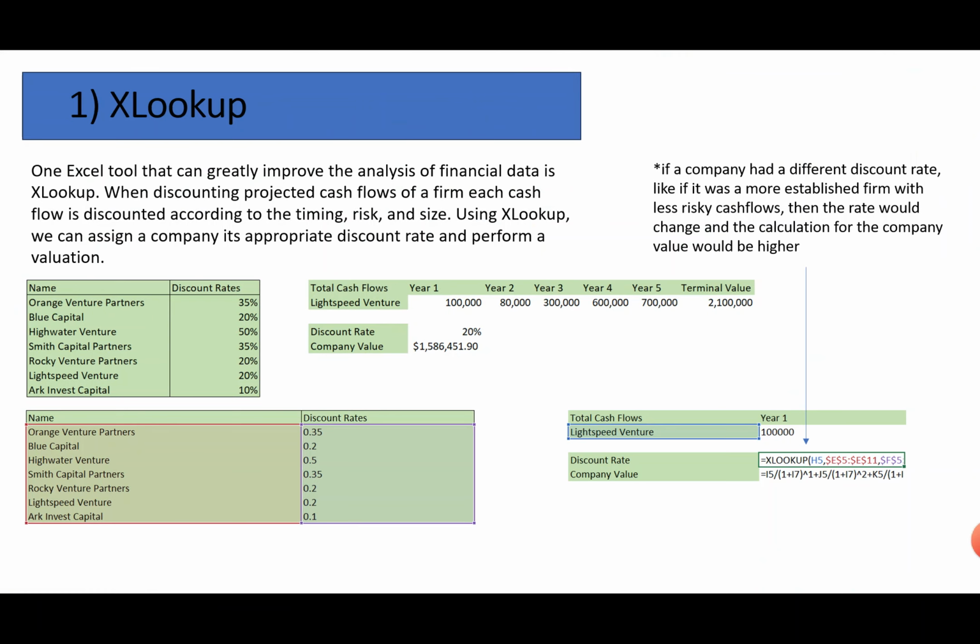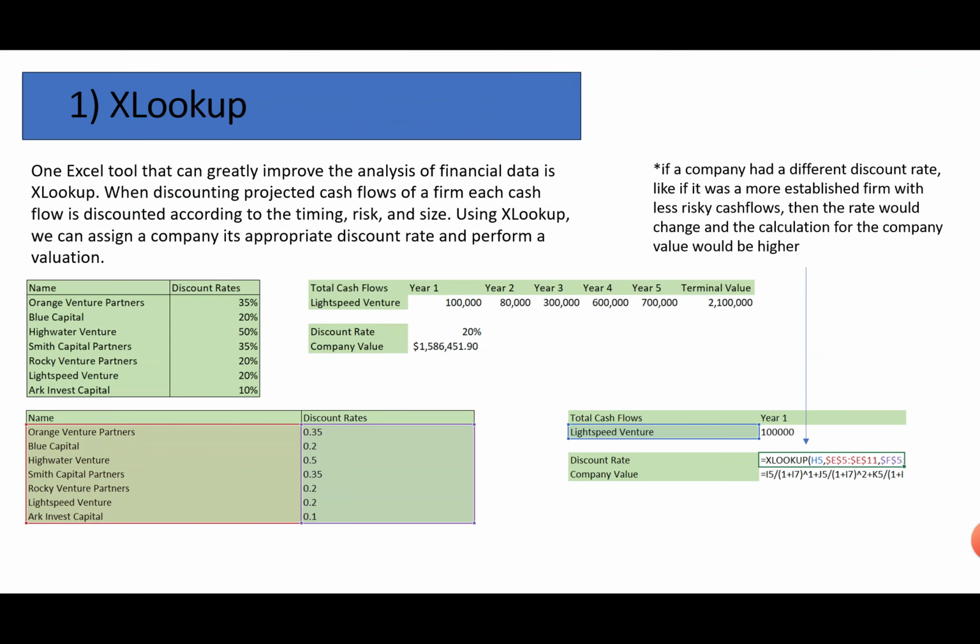So starting with XLOOKUP, I think XLOOKUP's a tool that can greatly improve the ease of access to financial data. I have an example here where we're looking at discounting projected cash flows of a firm, where each cash flow is discounted according to the timing, risk, and size of its projected cash flows. To the left here, you can see how each firm has a different discount rate, and that's determined by the reputation of the firm and how risky those cash flows are. So a newer firm is less likely to have stable cash flows, etc.